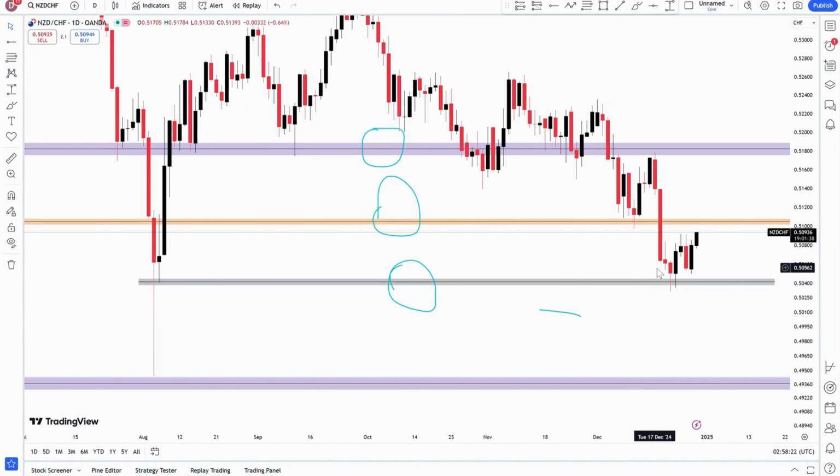So let's head to the 4 hours time frame and see how we can enter this market now and how we can capitalize on this particular trade.